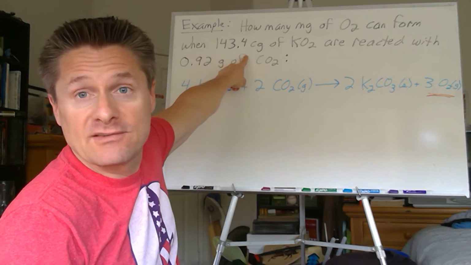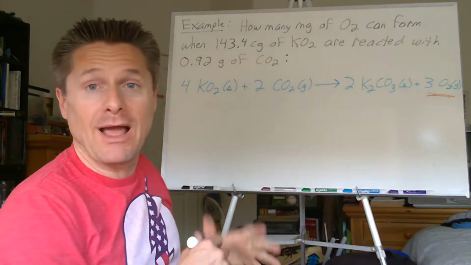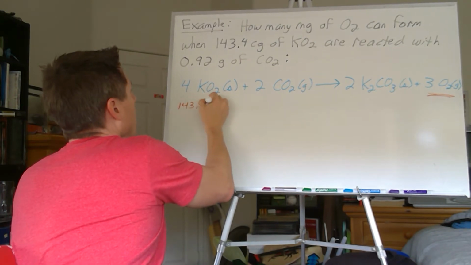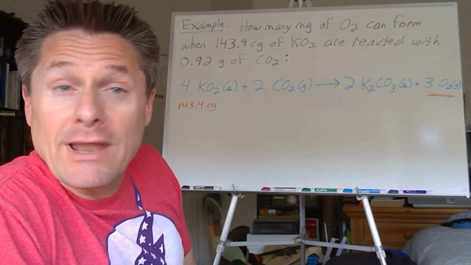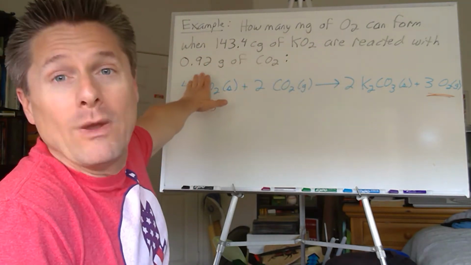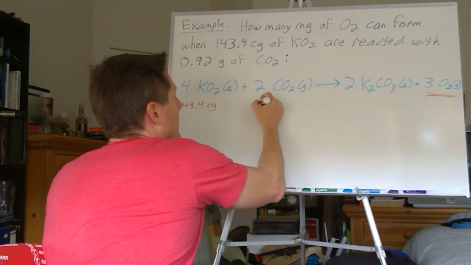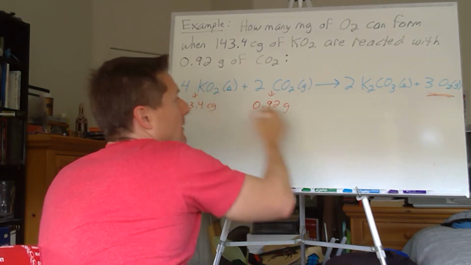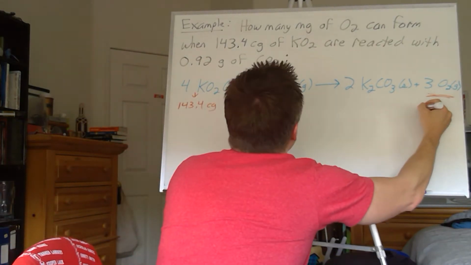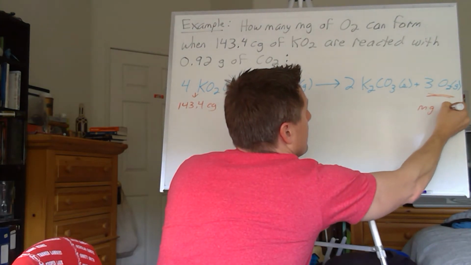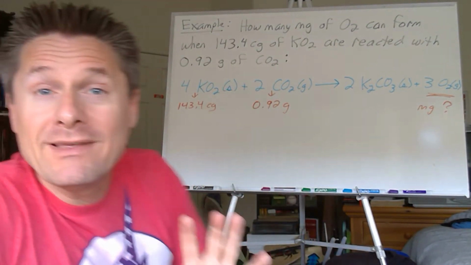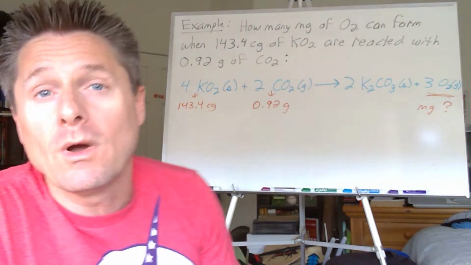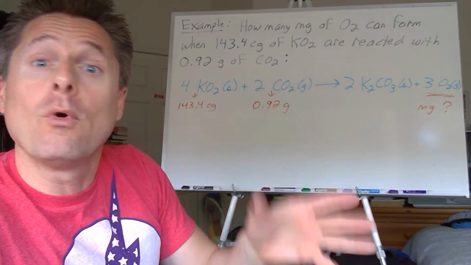Okay, so we've got a certain mass of potassium superoxide, so I'm going to pop that in there. So we got 143.4 centigrams of that reactant reacted with 0.92 grams of the other one. So we have 0.92 grams of that, and we want milligrams formed. So we know this is a limiting reactant problem because I gave you both. If I just gave you one, we're assuming the other one is in the exact stoichiometric amount or in excess.